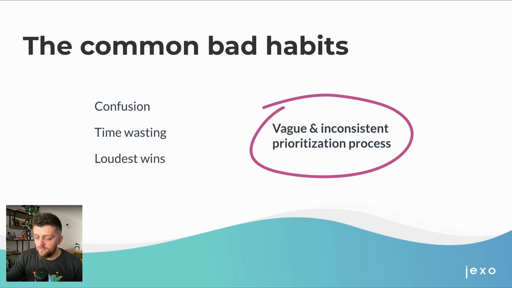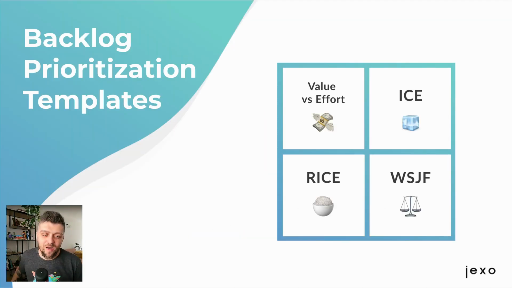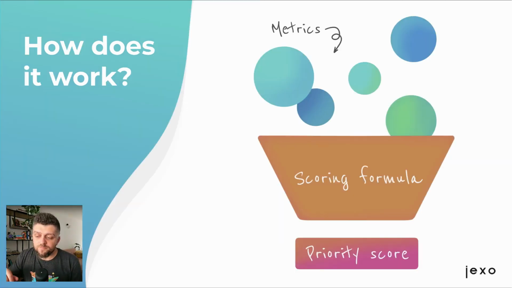Okay, enough of this blabbering, but how do we solve this issue? Well, with backlog prioritization templates, and there are a few out there. The most popular ones are the ones that are listed here: value versus effort, ICE, RICE, and weighted shortest job first. Sorry. So we're going to go through a couple of them and explain them a bit more in detail. But first of all, how does it work? Well, I think this sketch here explains it the best. You have a bunch of metrics.